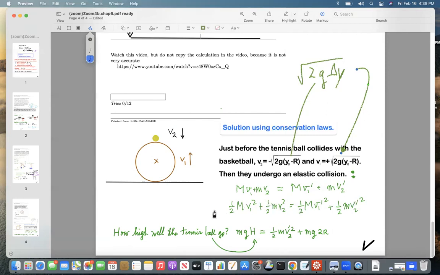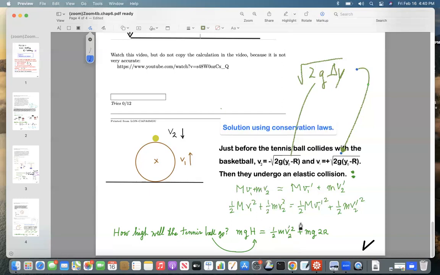So after a bit of algebra, that gives me the speed of the tennis ball moving upward from a height of, I guess, 2r. Now, how high will the tennis ball go? Let's say it goes up to a final height H. Now I can use conservation of energy again. I use conservation of momentum and energy for the collision. Now, once they've collided, I just use conservation of energy for the tennis ball. Its final energy will be mgH. Its initial energy, just after the collision, will be 1/2 m v2 prime squared plus mg2r. So it's here at a height of 2r with a speed of v2 prime.